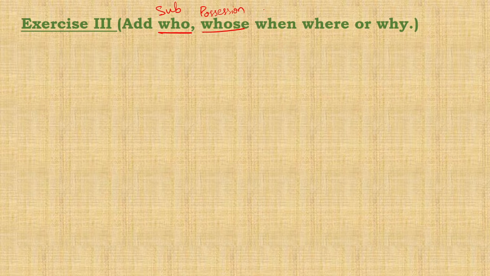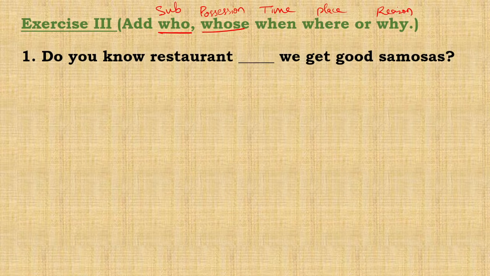When speaks about time, where speaks about place, and why speaks about reason. If you find out these combinations, you can get the answer. Question number one. Do you know dash restaurant? Actually, I think I'm missing the here. There must be the. Without the, it is somewhat meaningless. Do you know a restaurant or the restaurant? Do you know a restaurant?